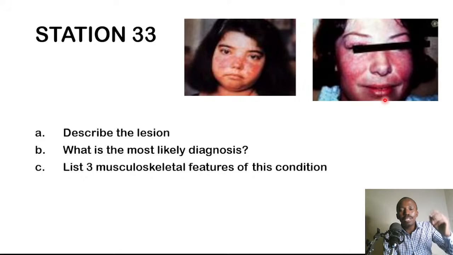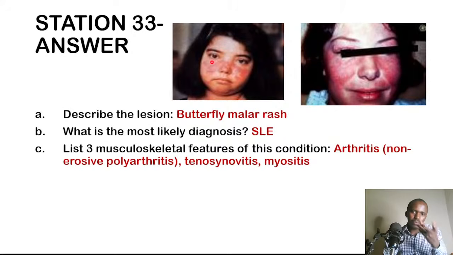Now moving on to station 33, describe the lesion. What is the most likely diagnosis? List 3 musculoskeletal features of this condition. Another pathognomonic thing that you can pick up when you just look at the pictures. So this is known as a butterfly malar rash. It's shaped like a butterfly over there. This is seen in systemic lupus erythematosus.